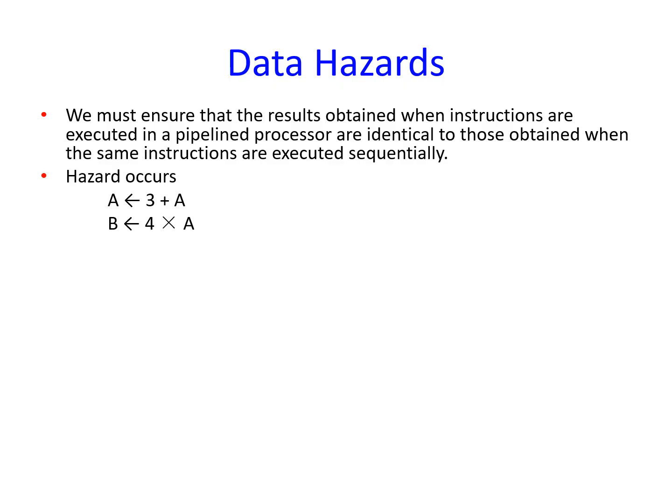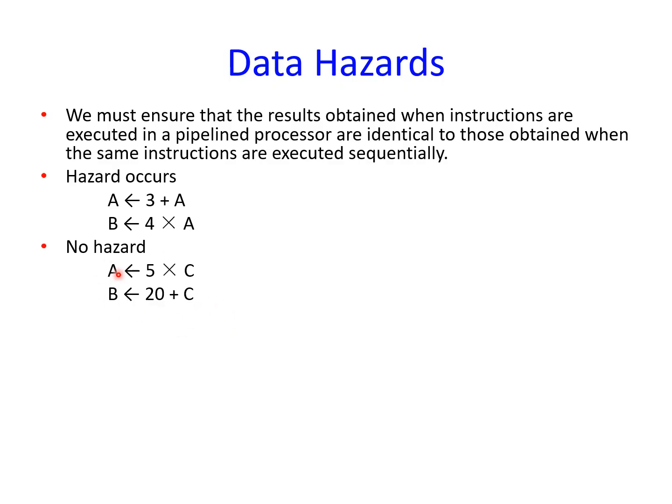So when do they occur? Usually data hazards occur when there is a data dependency between instructions. So here you can see A is calculated as 3 plus A, and this calculated A is immediately used in the next instruction. So only after the previous instruction gets executed and we get the result of A, it can be utilized in the next instruction for calculation. So the next instruction has to wait until the previous instruction completes its execution.